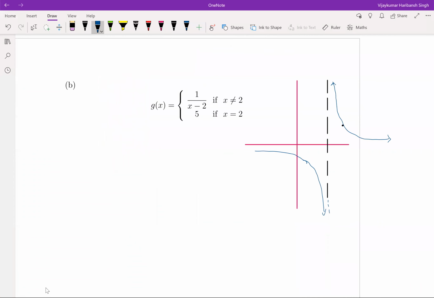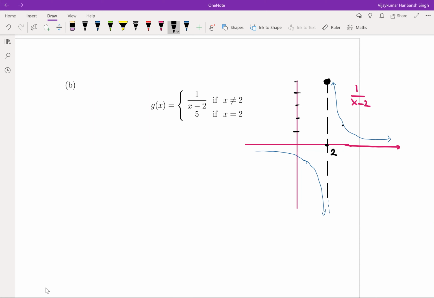Right? It has a vertical asymptote. It also has a horizontal asymptote, which is your x-axis. So this is a graph of 1 upon x minus 2 if x is not 2. When x is 2, it's given by what? It's given by 5. So when x is 2, at this value, it's given by 5. So at this point, it's defined by this value.